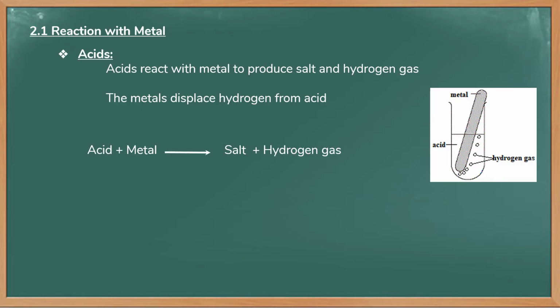What happens when an acid reacts with a metal? The reaction produces a salt and hydrogen gas. The metals displace hydrogen from the acid. In the example, we observe the reaction between sulfuric acid and the metal zinc. The zinc and sulfate ions combine to produce the salt called zinc sulfate, and then the hydrogen is released.